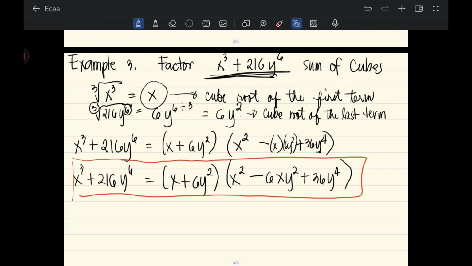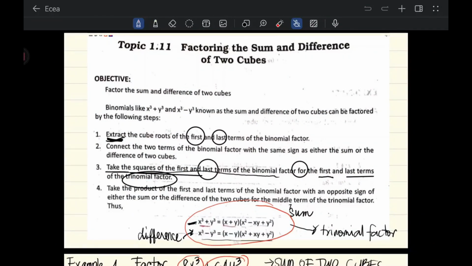Okay, that's all for today. For the lesson, factoring the sum and difference of two cubes.